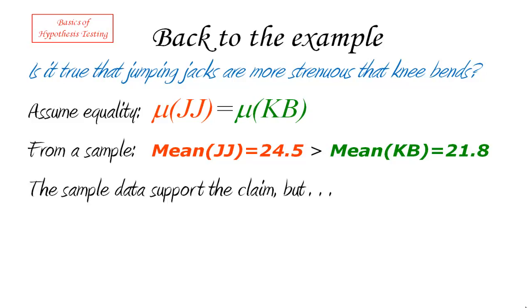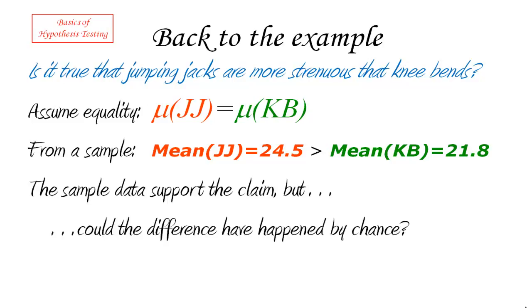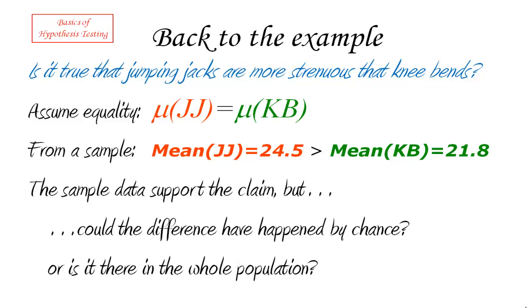But, and this is a big but, this is really the point where the rest of the complications come in. The point is, could this difference that we have observed in the sample have happened by chance? Remember that we're dealing with random variability, and therefore what we have seen could have occurred just by chance. This particular group could have revealed a higher heart rate for jumping jacks just by chance because that particular sample reacted that way. Or is that difference actually true in the whole population? And that is the $6 million question that we'll have to address.